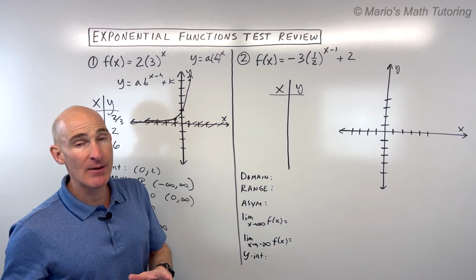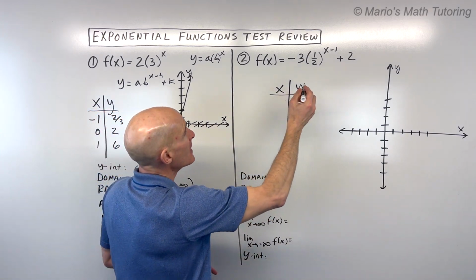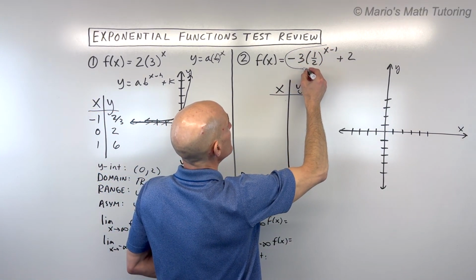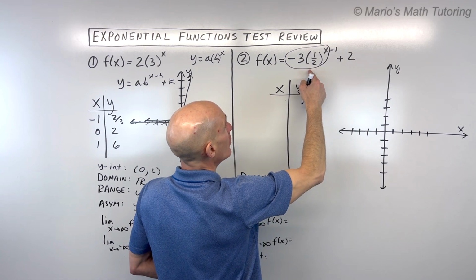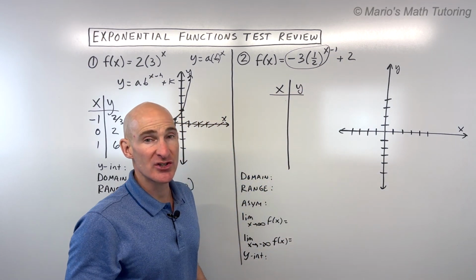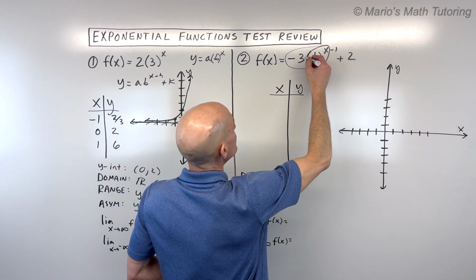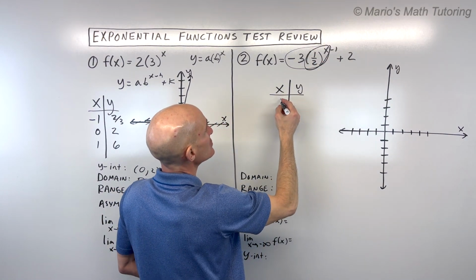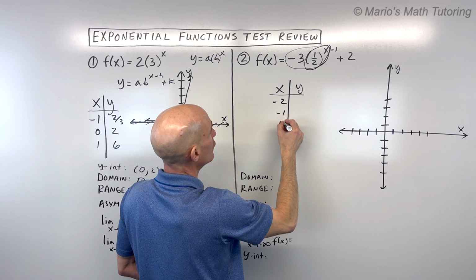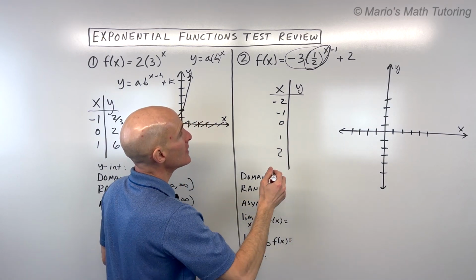Well, let's go ahead and make a table, but what I'm going to do is focus on just this part of the equation right here in my table, and then I'm going to do some transformations. Actually, let's do it even simpler. Let's just focus on 1/2 to the x power. So I'm going to do -2, -1, 0, 1, and 2.